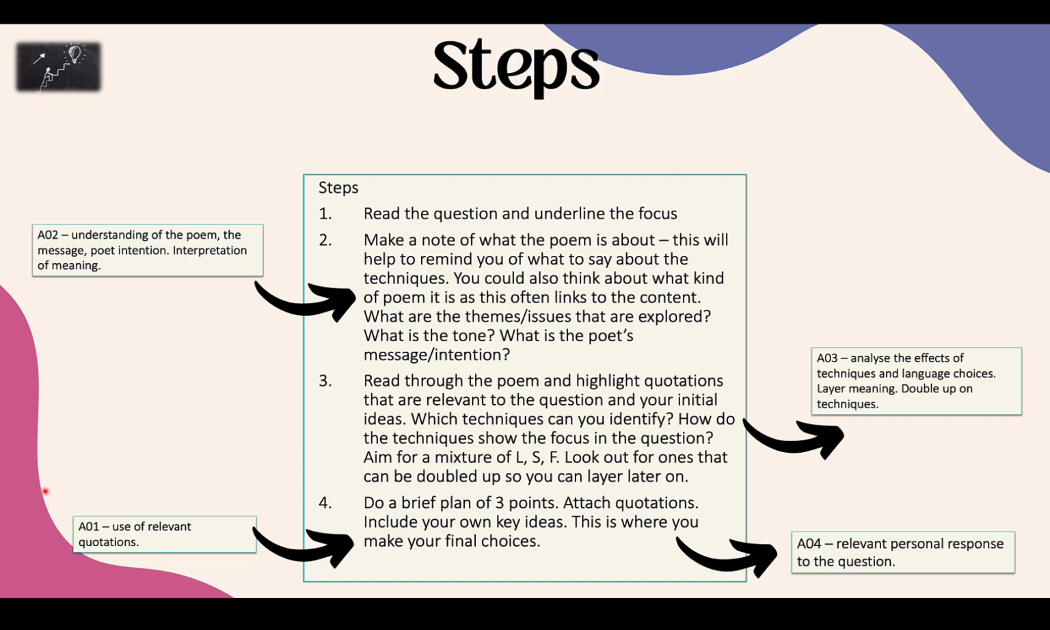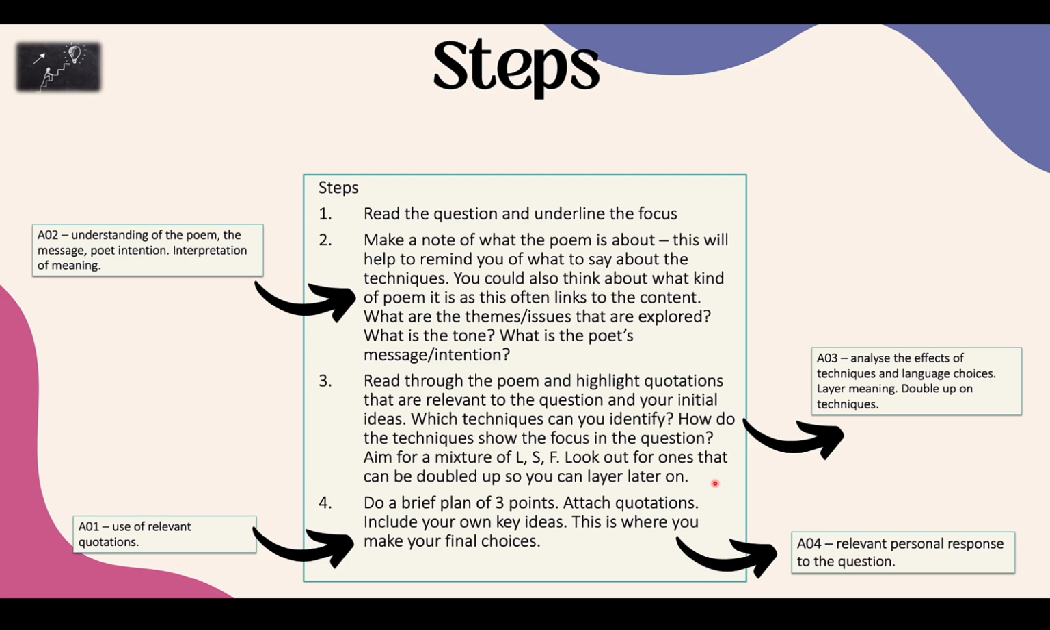And also it's a good idea at this stage to look out for quotations where you can double up and you can layer. And by that I mean you may have a quotation that's got caesura in there, but it's also got enjambment, and so you've got the double techniques, and then you can layer your analysis. So first of all, the caesura is used for X, Y, and Z. In addition, the use of enjambment takes this idea further by, so you can kind of layer that analysis quite nicely.